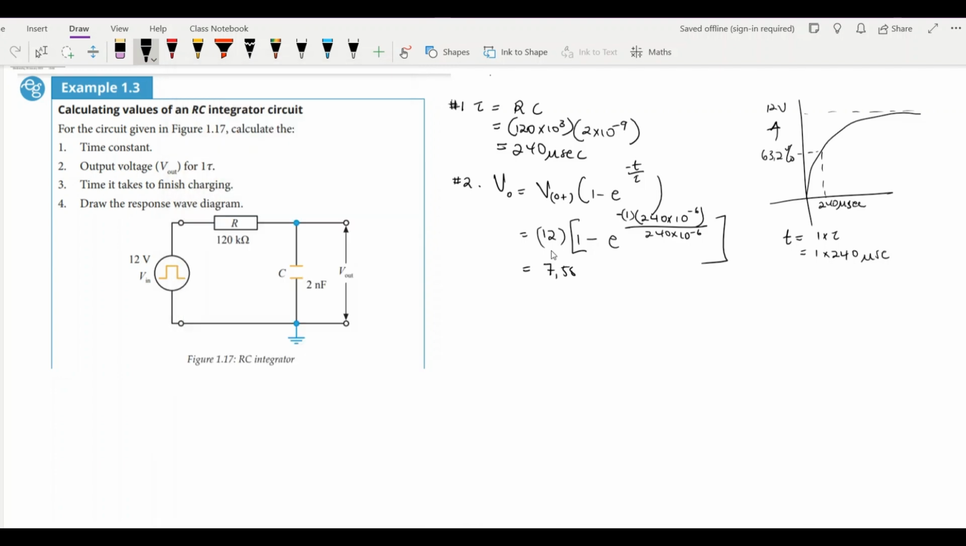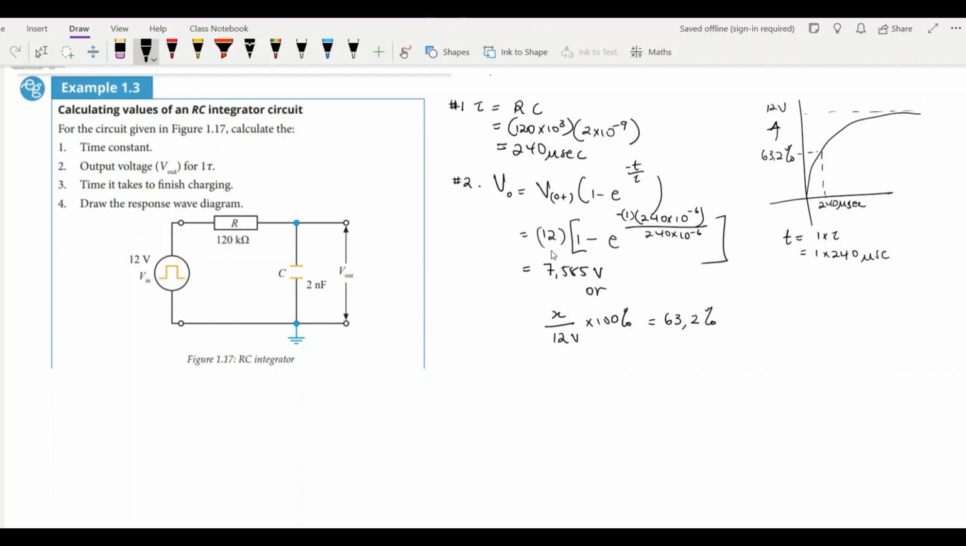That is 7.585 volts. The 7.585 volts is equal to 63.2% of the 12 volts supplied. Now, let us see if we use another method by using the theory of 63.2%. We need to find out what X is when we have a value of 12 volts supplied multiplied by 100%. This should give us 63.2%.